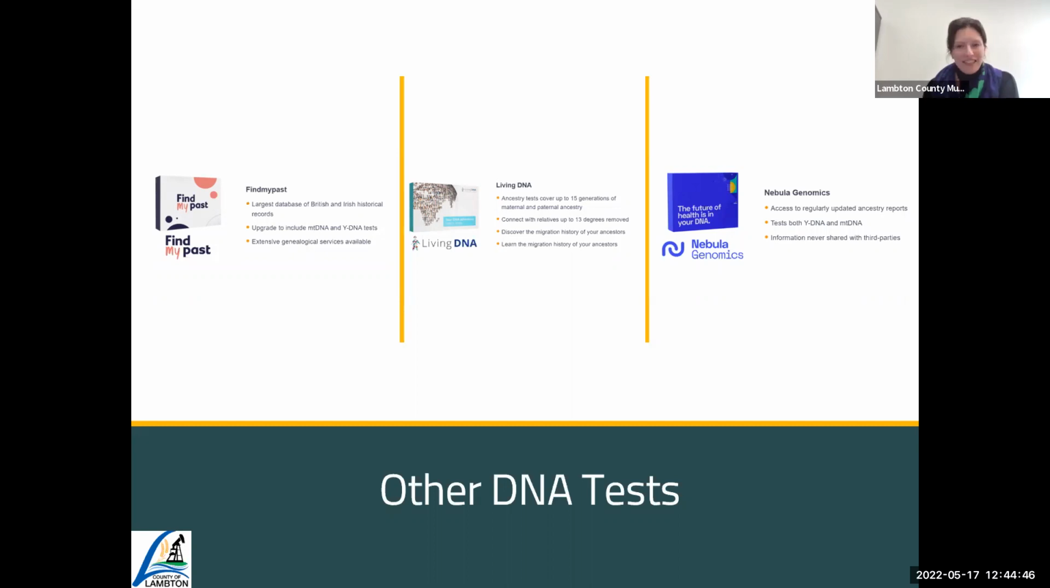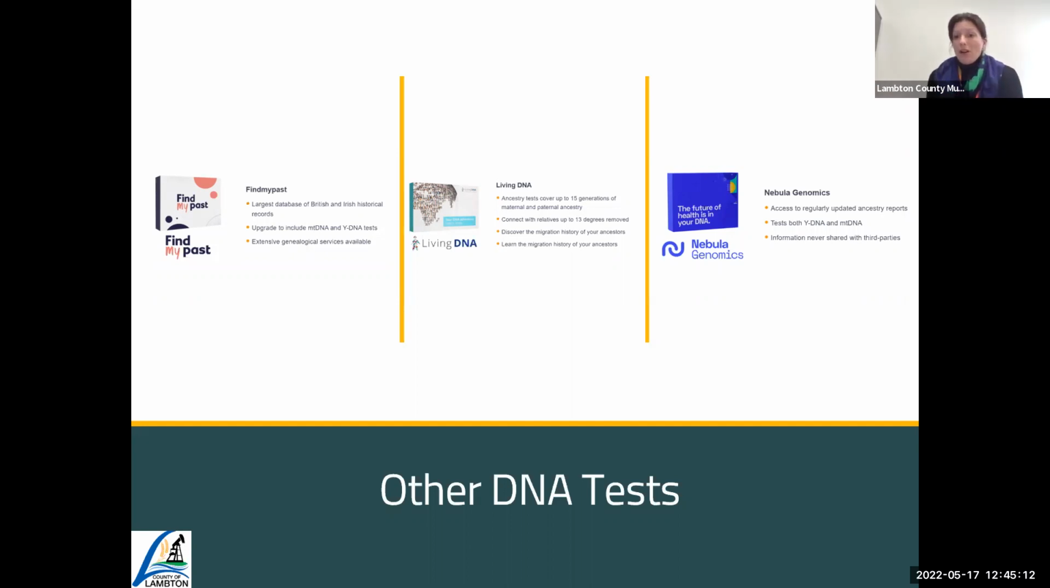The third one I have on here is Nebula. It's lesser known, but it is highly rated as well. So they focus on the autosomal, Y-DNA and mtDNA data to learn more about both your ancestry and your health. Their website in particular, I wanted to highlight here because I know especially because this is such new research still, like it hasn't really been around for a long period of time.